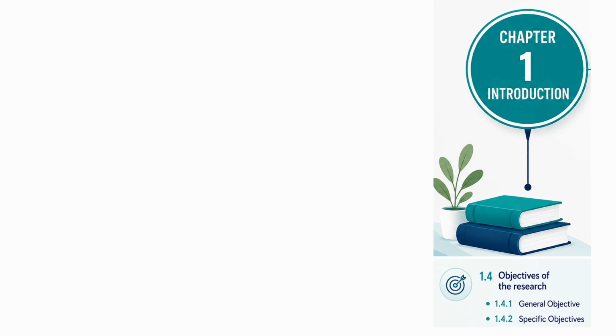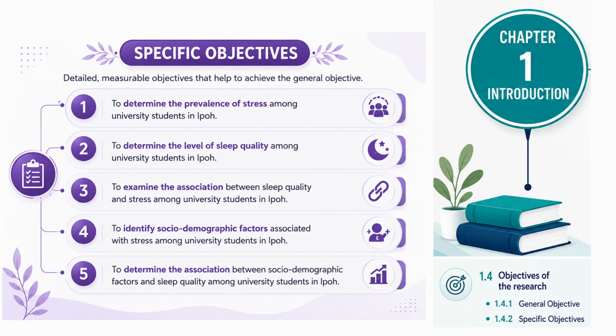Now we need to prepare the specific objectives. Specific objectives will be SMART objectives. It should be specific, measurable, achievable, relevant, and time bound. So these are the specific objectives here: to determine the prevalence of stress among university students in Ipoh, to determine the level of poor sleep quality among university students in Ipoh, to examine the association between sleep quality and stress among university students in Ipoh.